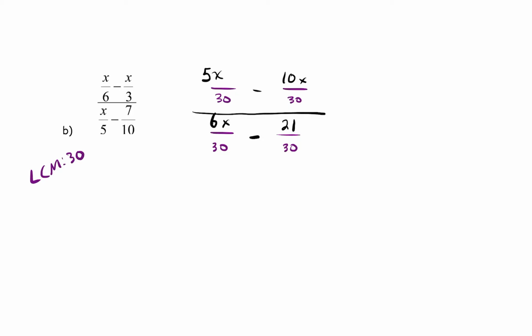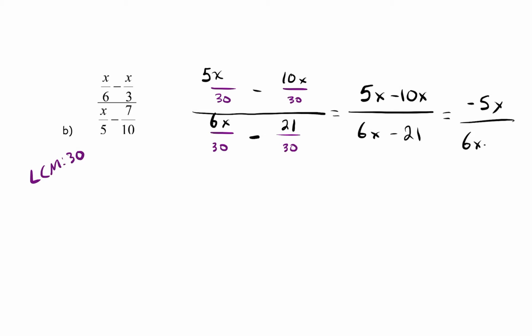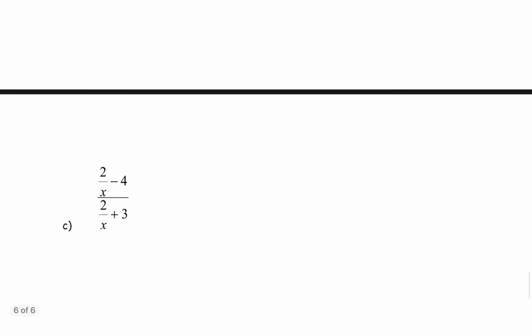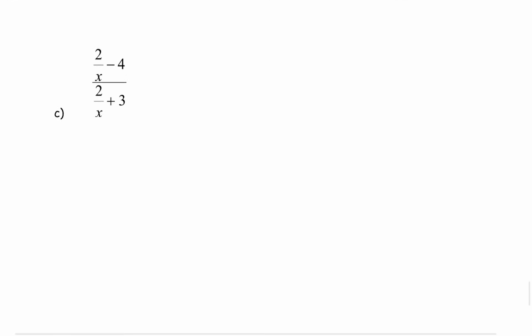Now, what we said was we can cancel out the denominators. The new numerator is going to be 5x minus 10x over 6x minus 21. Simplify that a little further. We get negative 5x over 6x minus 21. Okay, so we can see that this becomes a pretty quick way to approach this. Let's do another example here.